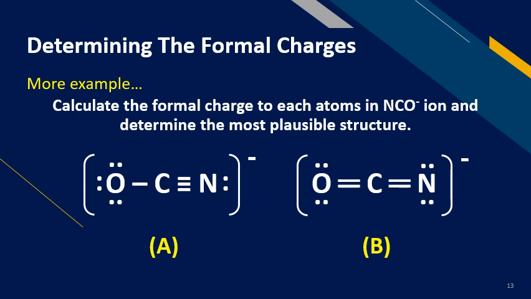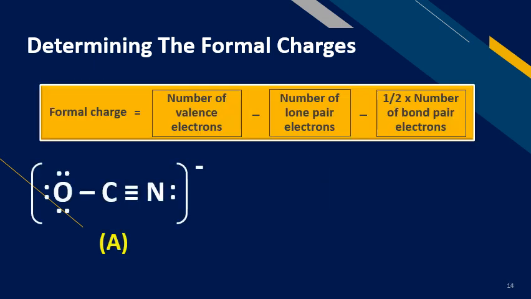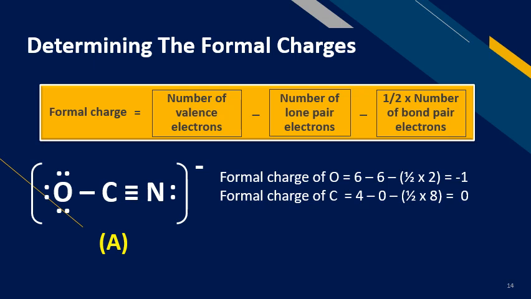Now, let's take a look at one more example. Calculate the formal charge of each atom in the NCO- ion and determine the most plausible structure. We have two possible Lewis structures for the NCO- ion, structure A and structure B. Now, let's calculate the formal charge of each atom for structure A. The formal charge for the oxygen atom is equal to -1. The formal charge of the carbon atom equals 0, while the formal charge for the nitrogen atom is equal to 0.